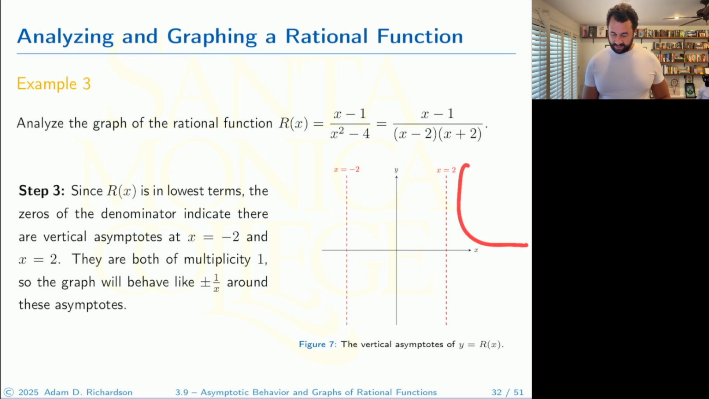But remember, 1 over x goes like that. So this is going to have to be like that, which means this is going to have to come down somehow. Everything is kind of falling into place. All the puzzle pieces start to fit together.